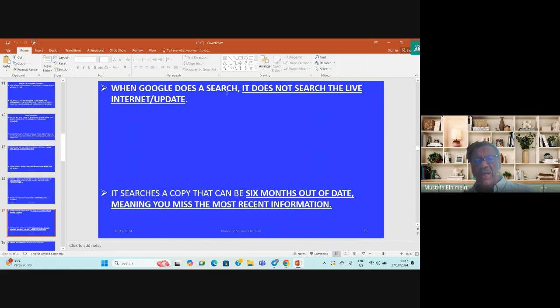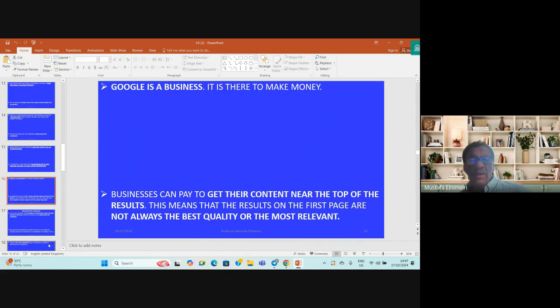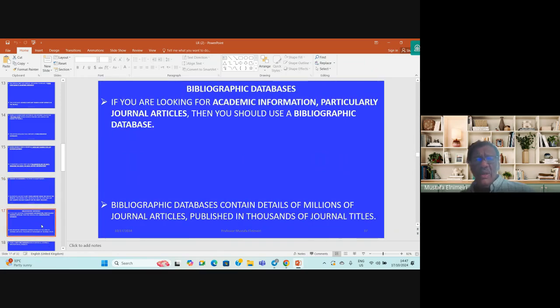When Google does a search, it does not search the live internet. It's not up to date, and usually it goes back up to 6 months of data. If you use it only, then you are going to miss important literature in the search. And a bibliography database, if you are looking for academic information, particularly journal articles, then you should use a bibliography database. Bibliography databases contain details of millions of journal articles published in thousands of journal titles.